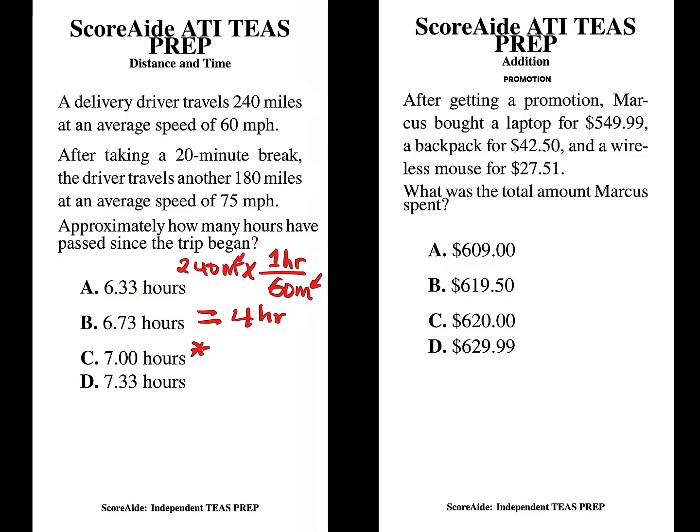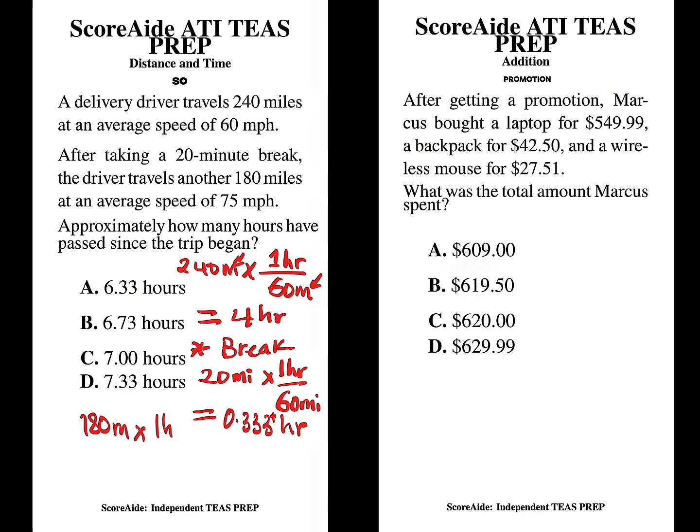Now again, the driver took a break, and that break was 20 minutes. So 1 hour is how many minutes? It's 60 minutes. So this is going to be a total of 20 over 60, which gives us 0.333 plus hour.